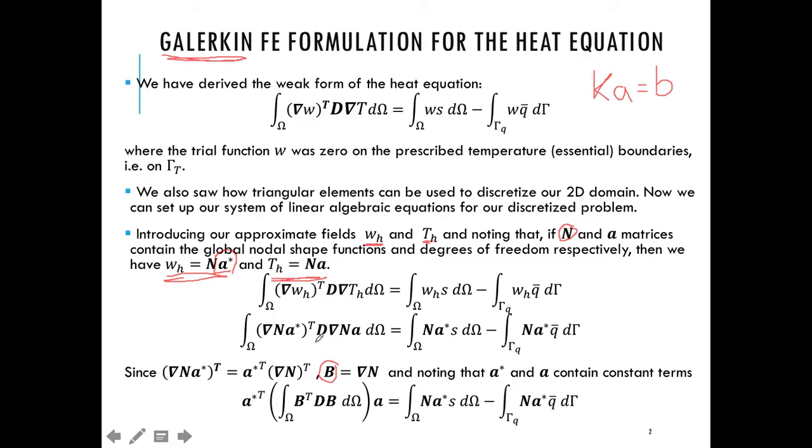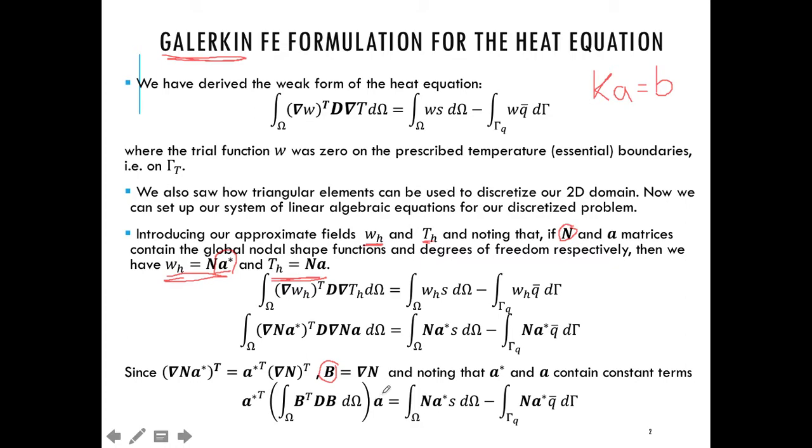All that I've done is I've expanded this term out, and when I do that I get a star transposed first, and this a star transposed of course is a constant, so I can bring that outside the integral. What remains inside? Del N. In place of del N, I write down just B. So then B transposed remains. And then I have D coming in as it is. And then the second del N becomes a B matrix. All of this integrated over the entire domain. And then taking a constant out on the right-hand side.